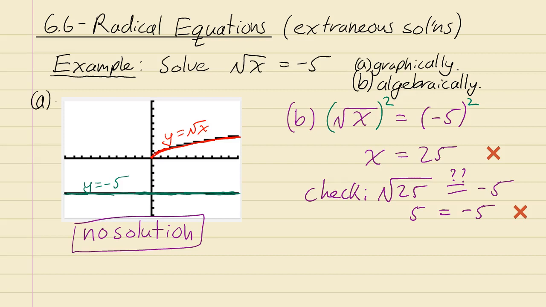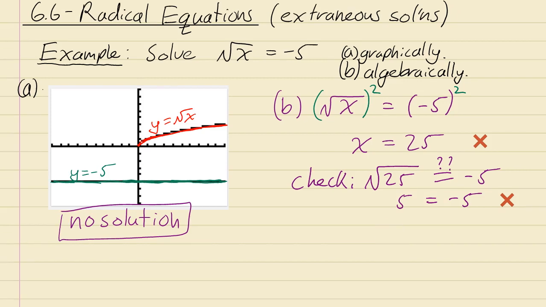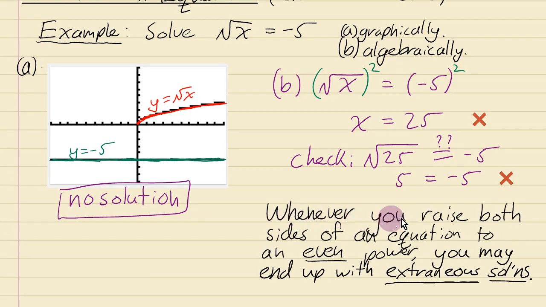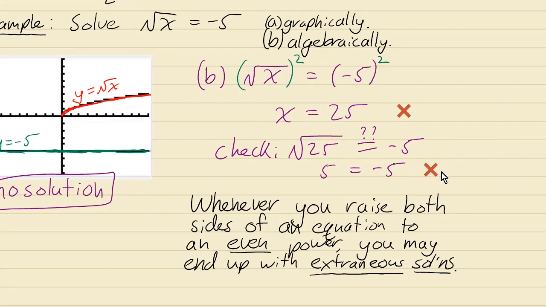So that's kind of my explanation for why this can happen. You could end up with extraneous solutions whenever you square both sides. And this applies to raising both sides to the 4th power or the 6th power. All of those are even numbers, and both of those could get this issue of making a thing that's negative become positive. So the moral of the story here is whenever you raise both sides of an equation to an even power, like the power 2 or 4 or 6, you may end up with extraneous solutions. And this is an example of an extraneous solution.